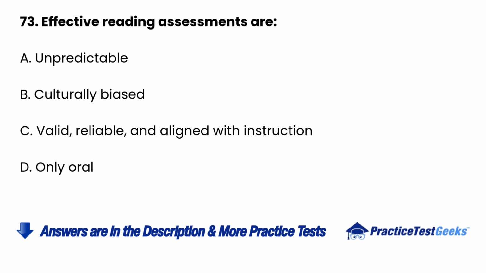73. Effective reading assessments are A. Unpredictable. B. Culturally biased. C. Valid, reliable, and aligned with instruction. D. Only oral.